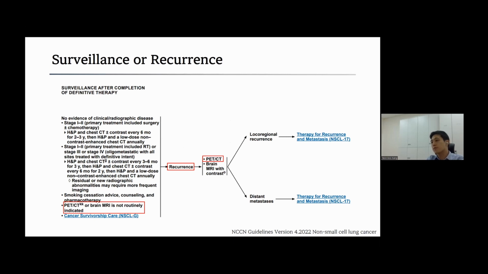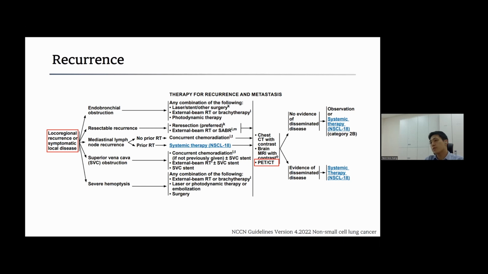In the setting of surveillance after completion of definitive therapy, routine follow-up with FDG-PET-CT is not indicated. However, when recurrence is diagnosed or suspected, FDG-PET-CT is highly recommended. FDG-PET-CT is also recommended after the diagnosis of local regional recurrence and during the therapy for recurrence, to exclude the development of disseminated disease.